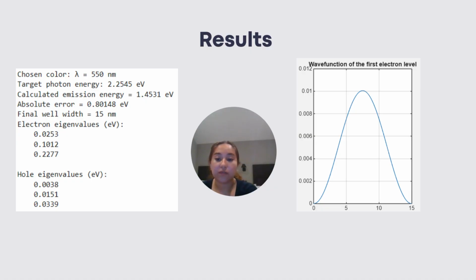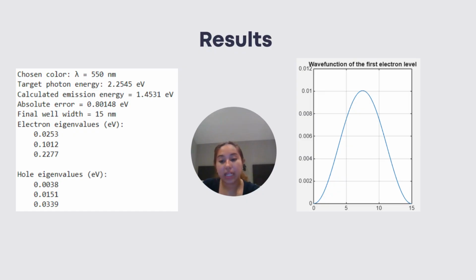The wave function plot of the first electron level further confirms the confinement behavior. The probability density is maximum at the center of the well, around 7.5 nanometers, and goes to zero at the edges. This is characteristic of the ground state solution in a symmetric quantum well, where the wave function is symmetric and has no nodes inside the well. Physically, these results illustrate the fundamental principle of quantum confinement. Carriers in nanoscale structures cannot take arbitrary energies but instead occupy discrete quantized states. The simulation also shows the sensitivity of the emission energy to the well width and effective masses.